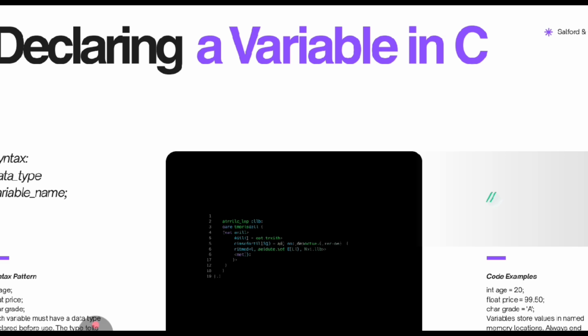For practice, I want you to write a small program that declares three variables, one int, one float, and one char. Assign values to them and print them on the screen.